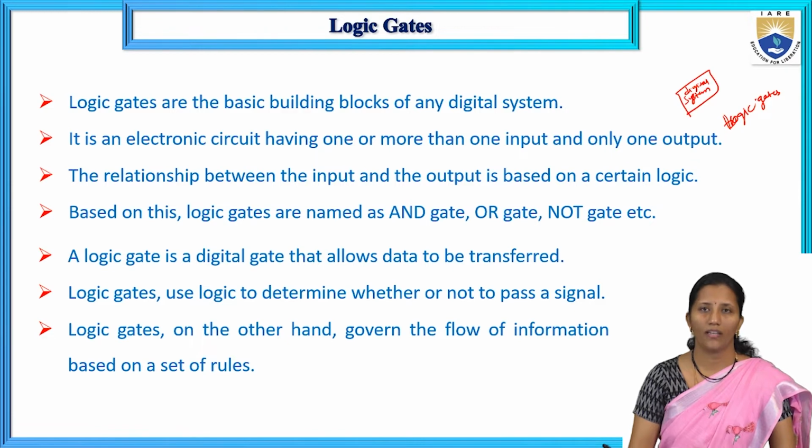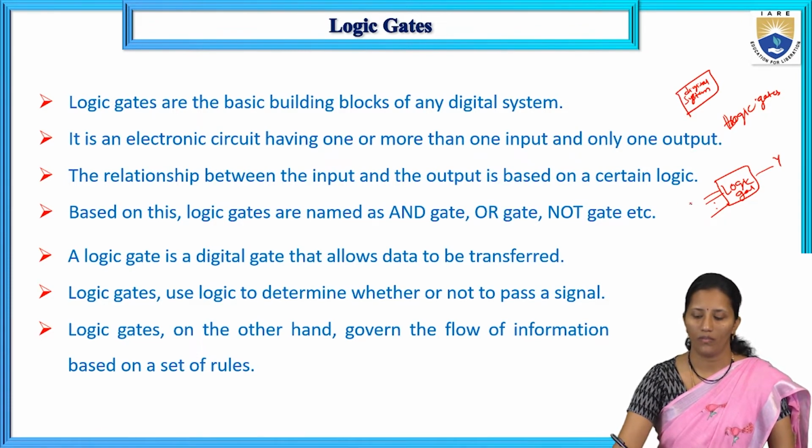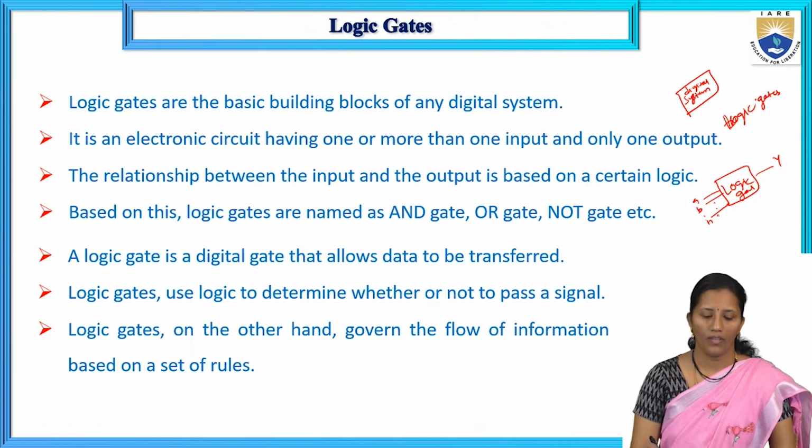It is an electronic circuit having one or more inputs. So this logic gate contains one or more inputs and it will give one output. The relation between the input and the output is based on certain logic. That's why these are called logic gates. Based on this, logic gates are named AND gate, OR gate, NOT gate, XOR gate, XNOR gate. These are the basic logic gates used in digital system design.